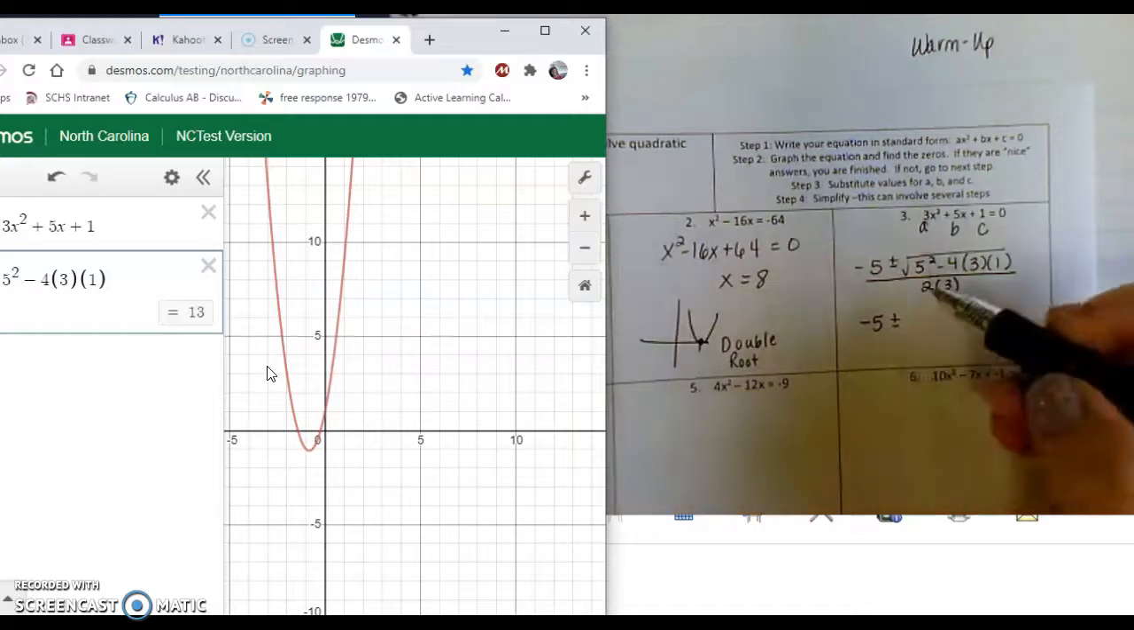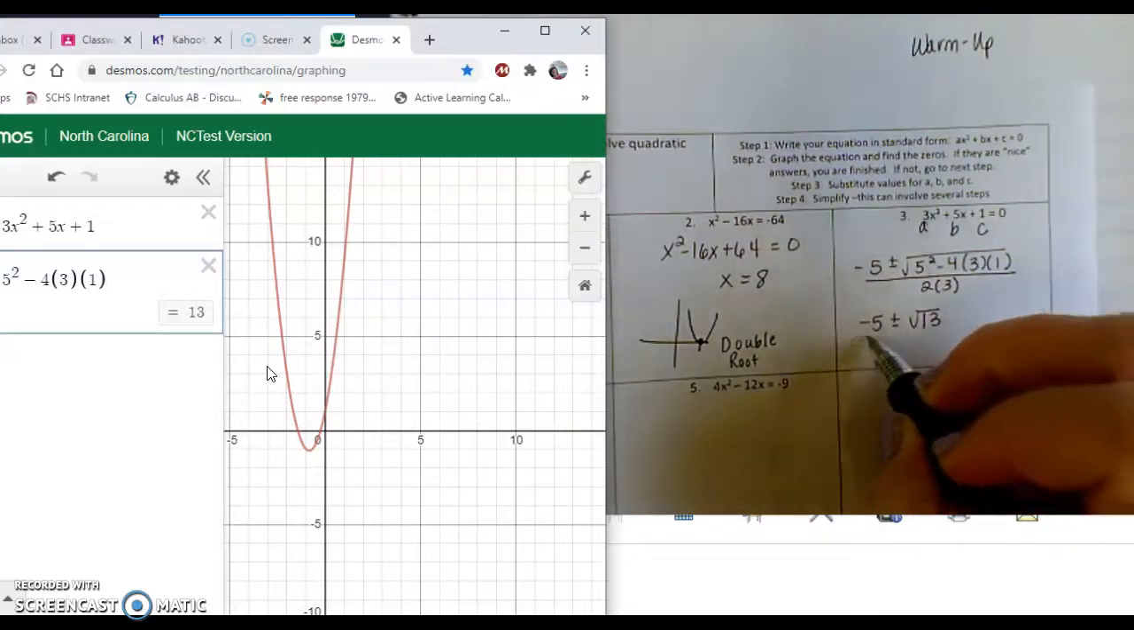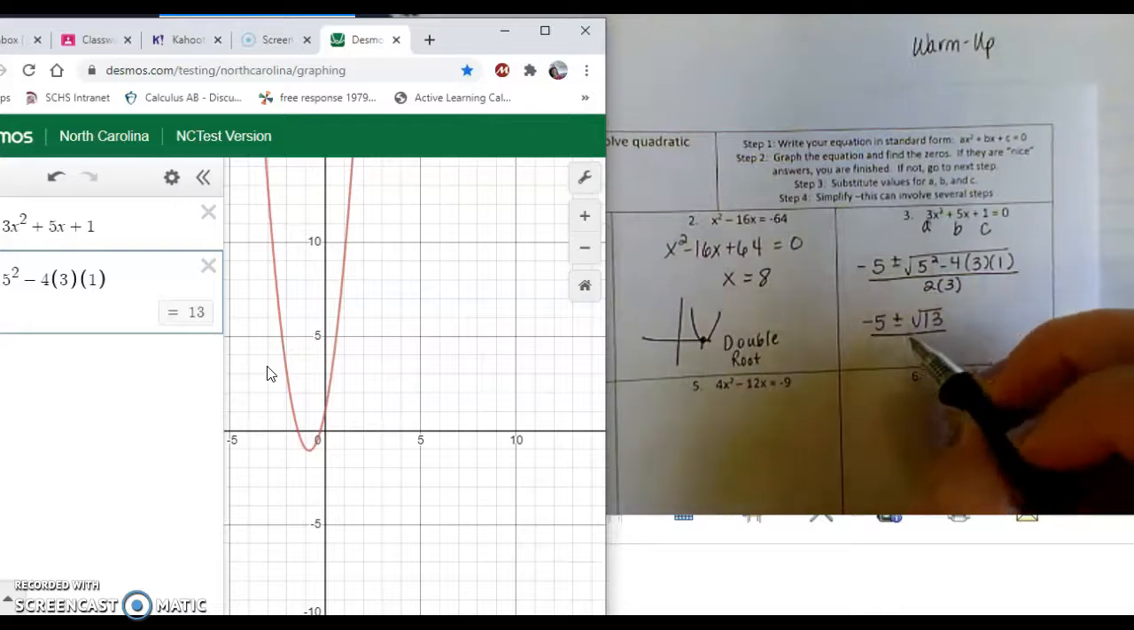So what that means is, to simplify this, I have a square root of 13, and then I multiply 2 times 3, which is 6.